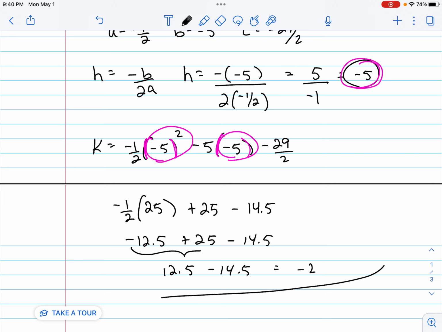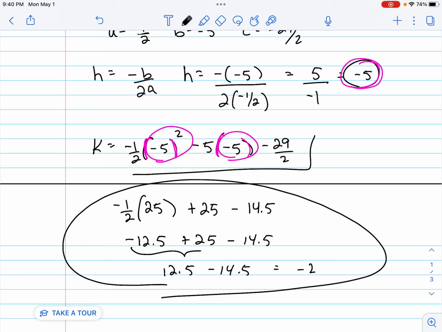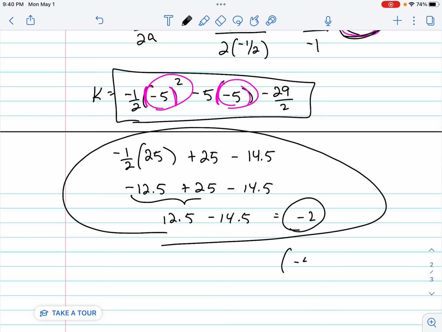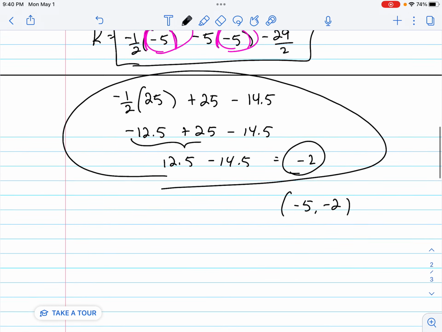But you don't have to do this the way I just did it. You can type this into your scientific calculator, but you need a good calculator to do that. So I got negative 5, and then I got negative 2. That means my vertex is (negative 5, negative 2).